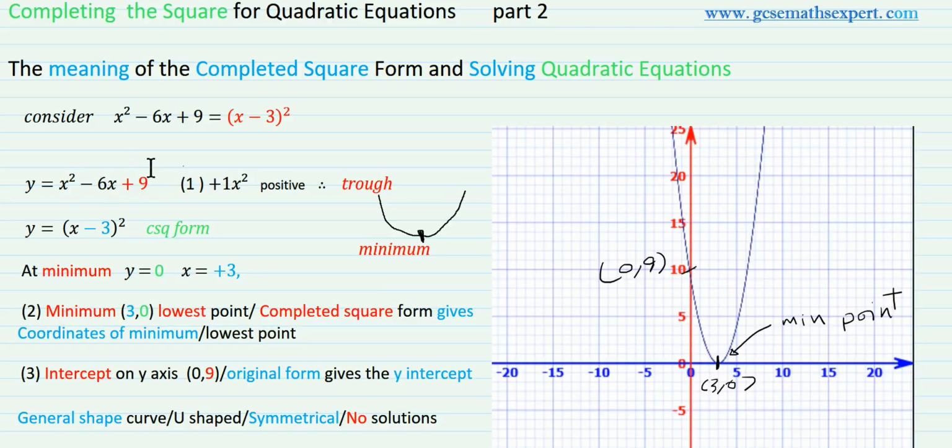Yeah, so you could just take it from here. This plus 9 is telling me that's the y-intercept. So you can get it from the original form, it gives the y-intercept. Now the general shape of the curve is like a U shape. Yeah, like this U shape.